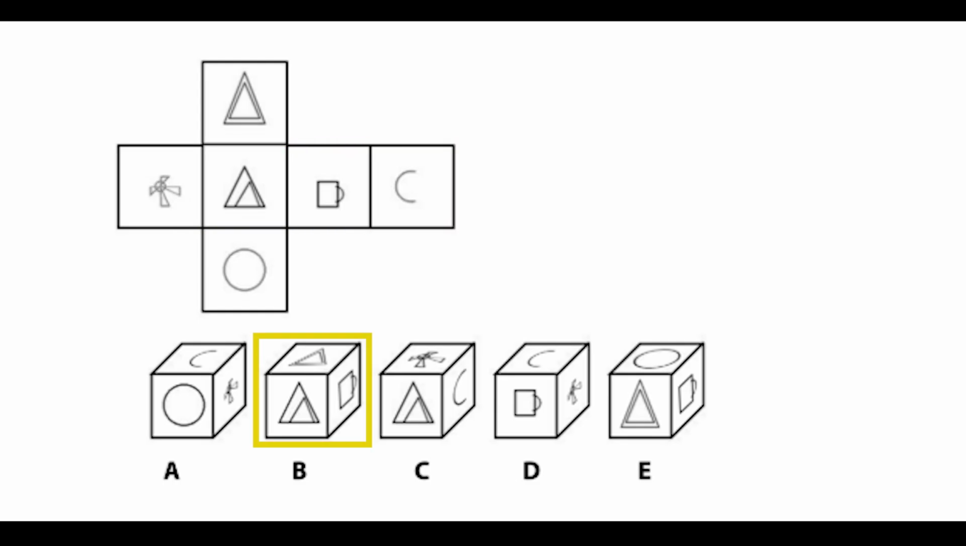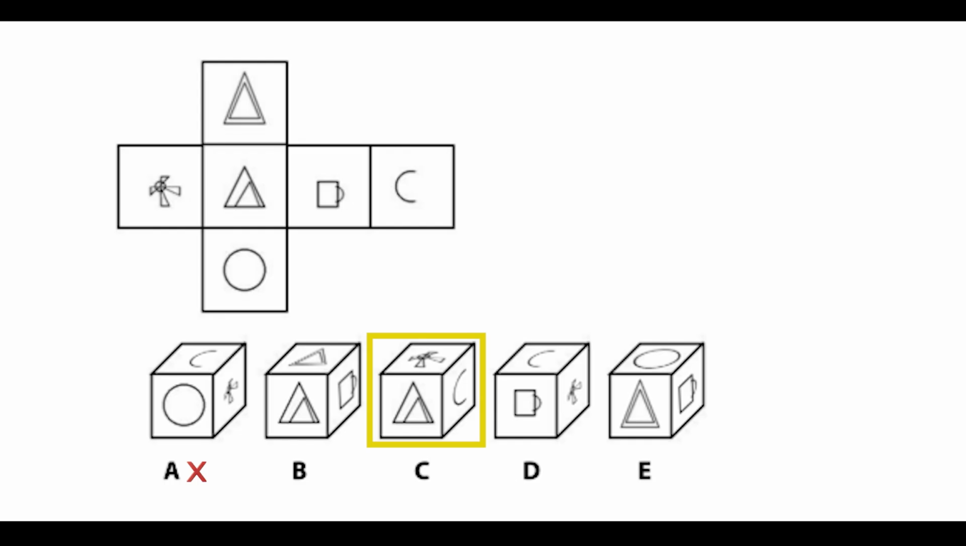In option B, the triangle 1, triangle 2 and mug patterns are correctly positioned. They appear on faces that touch each other exactly as they do when the cube is folded. In option A, placement and orientation of windmill pattern, circle and a crescent are not correct.